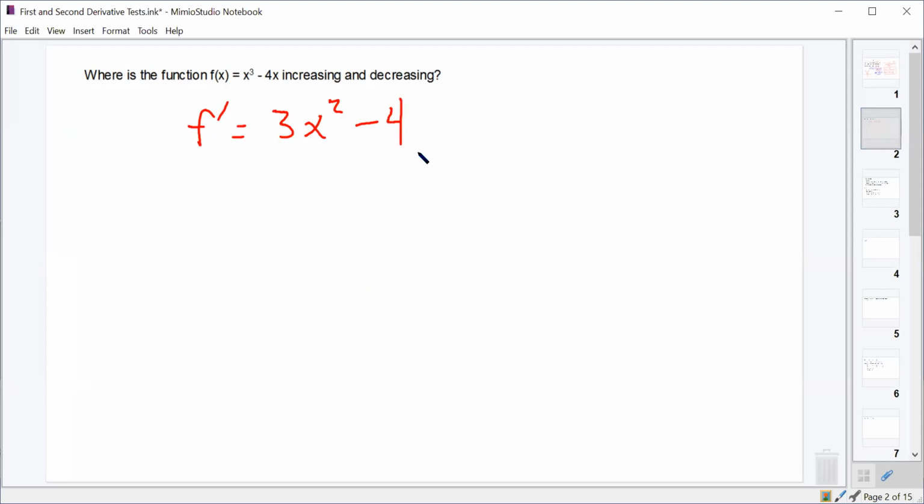And so we need to do two things with this. First, we need to figure out when is it equal to 0 and when is it undefined. Well, it's never undefined, right? So we can ignore that for now. And if we've got polynomials, we know that they're never going to be undefined. So that's pretty easy, but not everything we'll have is a polynomial.